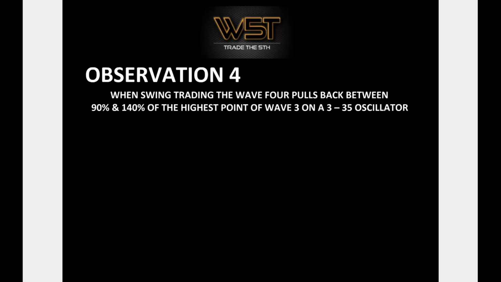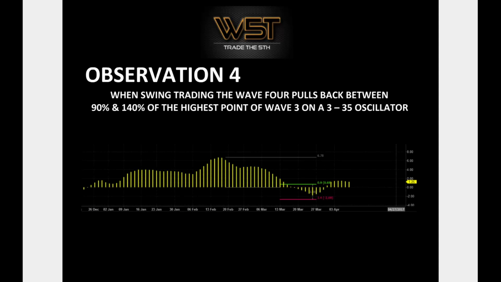Okay, so observation 4. When swing trading, the wave 4 pulls back between the 90% and the 140% of the highest point of wave 3 on a 535 oscillator. Okay, now we will go through this on examples on the chart. So in essence, we've got an oscillator here. What is the oscillator? It's a 535, forget the 3, don't know why that's happened there. Basically, that's a cross-section area picture of the 5 and the 35-day moving average.